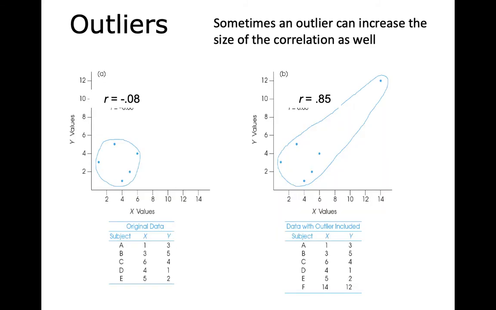But it's important to know that sometimes an outlier can increase the size of the correlation. So let's look at this example where we've got 1, 2, 3, 4, 5 students. Here's the original data. Here's the pattern. No correlation at all. But now here we add person F, who's an outlier. Now all of a sudden the correlation goes from negative 0.08 to positive 0.85. So the take home is that when we have a small sample size, or I would say especially when we have a small sample size, a single outlier can really affect the size of the correlation.